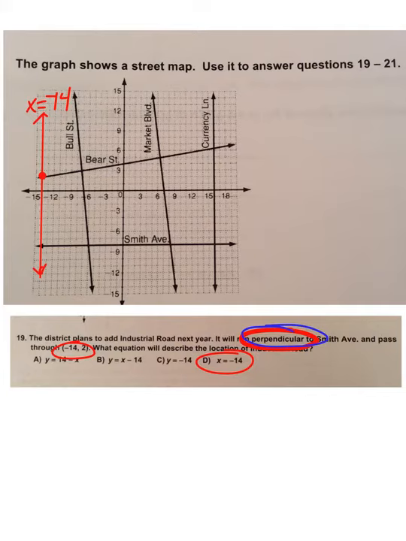On this particular problem, you want to find a line that is perpendicular to Smith Avenue. Well, here's Smith Avenue, and it told you that it goes through negative 14, 2, so if perpendicular would be a straight line up and down, and that is x equals negative 14, which is D.